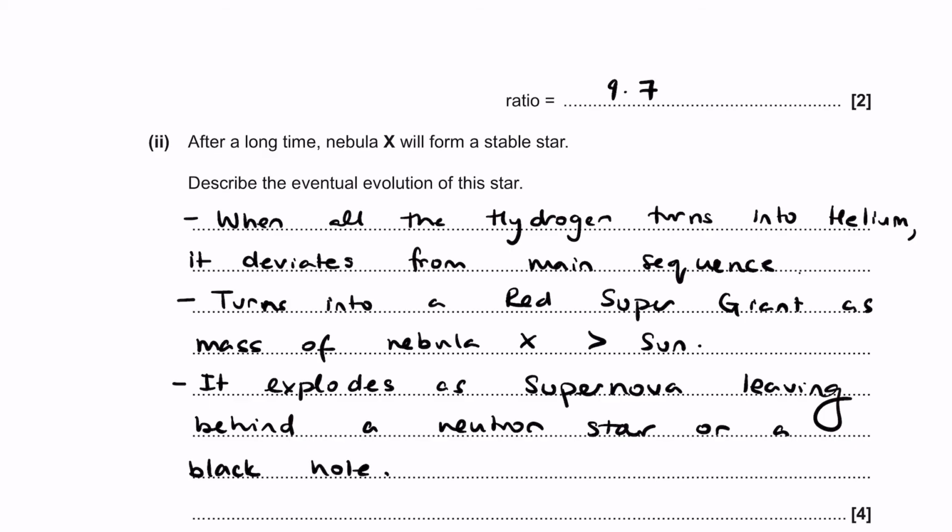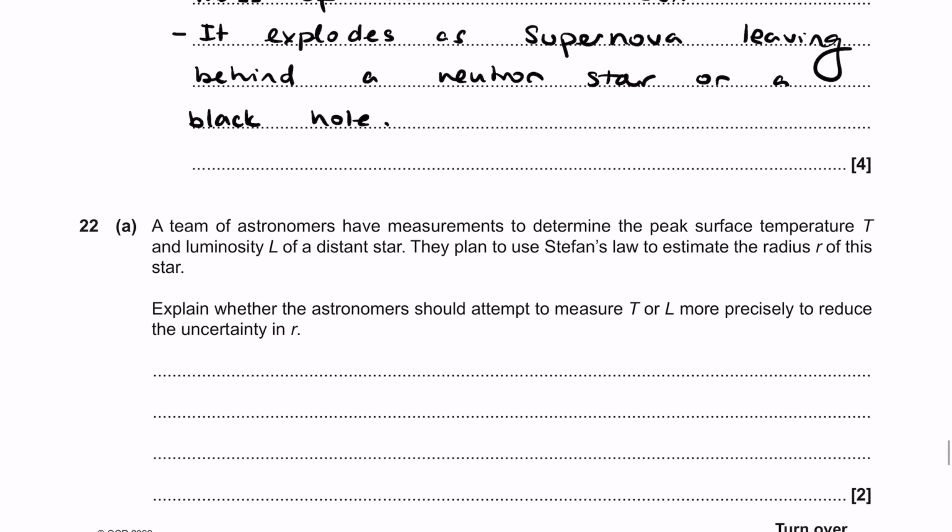Okay, so that brings us down to 22A, which says that a team of astronomers have measurements to determine the peak surface temperature T and the luminosity L of a distant star. They plan to use Stefan's law to estimate the radius r of the star. Explain whether the astronomers should attempt to measure T or L more accurately, or sorry, more precisely, to reduce the uncertainty in r.